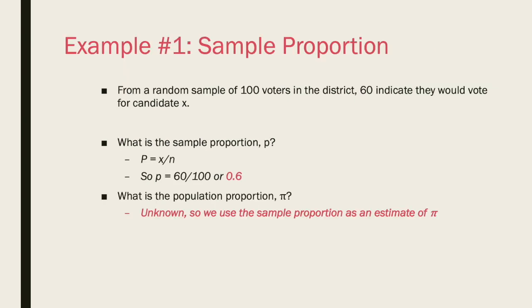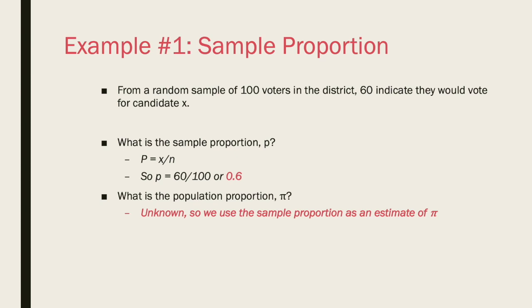Here's our first example. Let's calculate that very basic sample proportion. We've got a random sample of 100 voters in a district, and 60 have indicated they would vote for some particular candidate. What is the sample proportion, p? Again, we find p by the number of successes, X, divided by N, the sample size. 60 voters indicated they would vote yes, so we have 60 divided by the full sample size of 100, or our sample proportion here is 0.6.